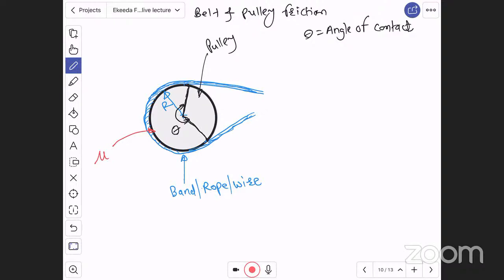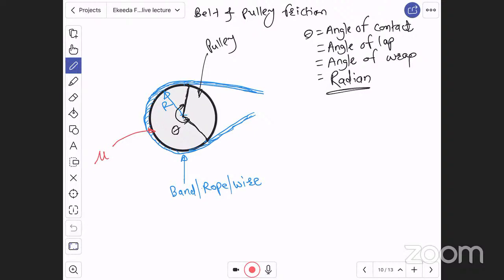It is also called the angle of lap, and sometimes the angle of wrap, wrap angle or lap angle. Sometimes this is the nomenclature. And in this topic we always have to consider this theta in radians. The unit of theta is radian.